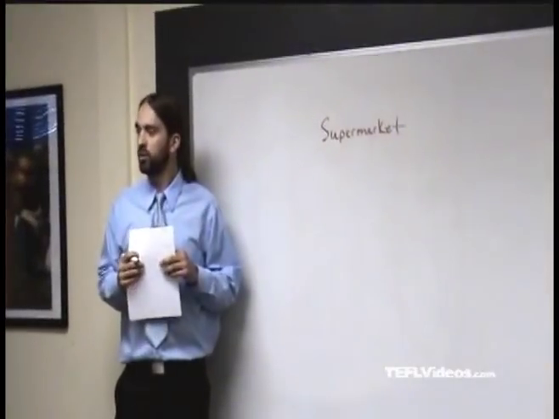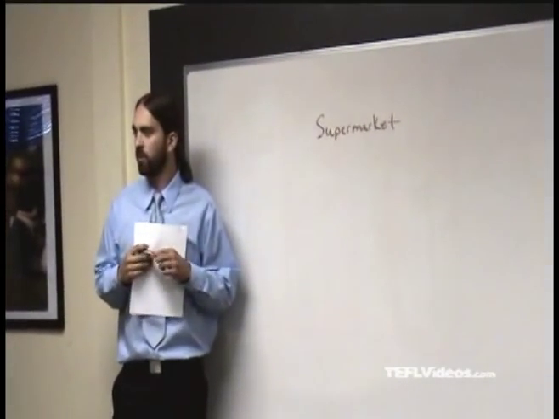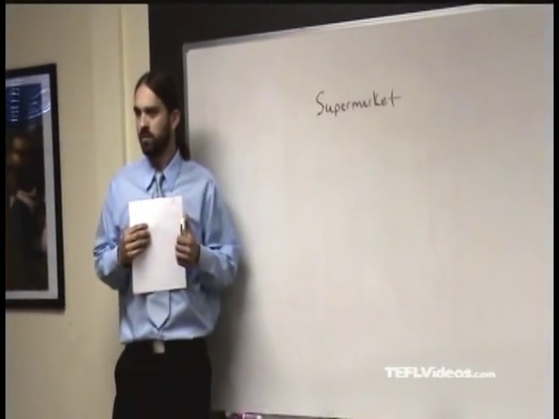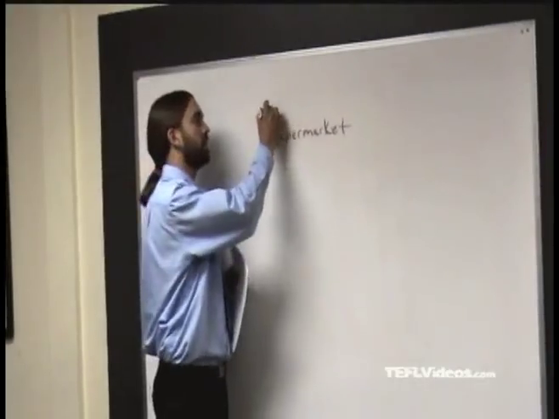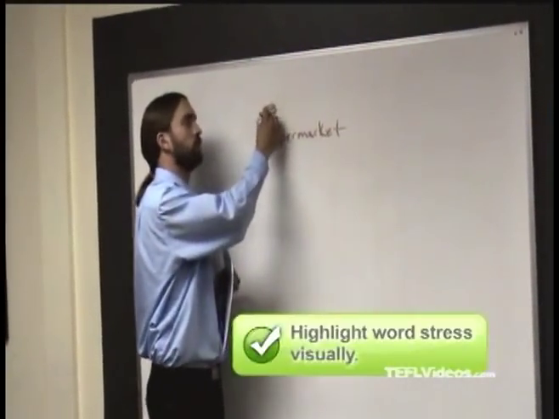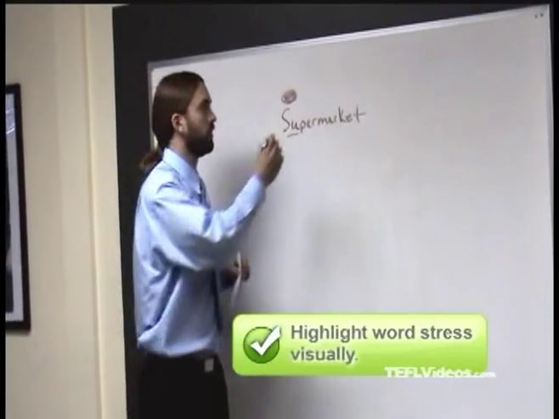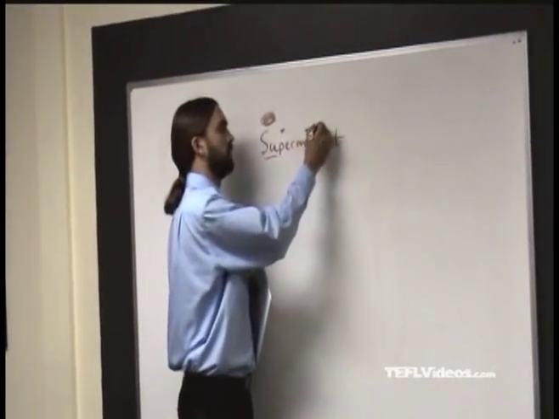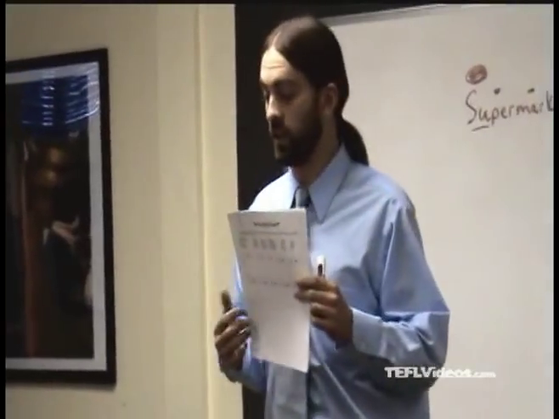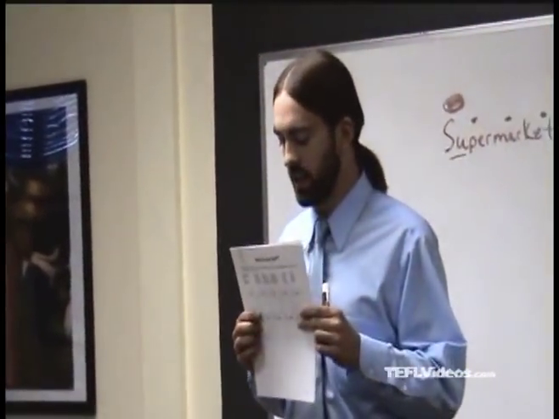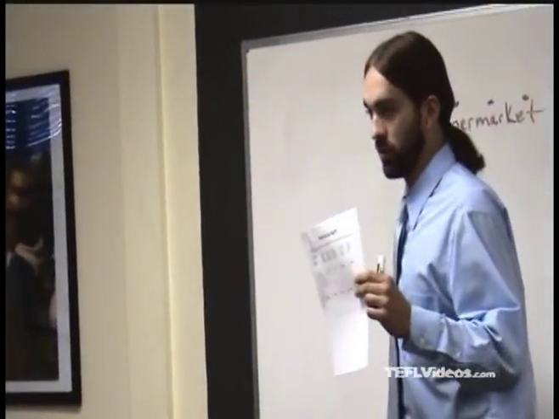Okay, how do we say this word? Supermarket. Good, supermarket. Is there a part of the word that is stronger? Super. Which part? The first one? The first syllable? Yeah. Excellent, right here. Supermarket. Right. Excellent, so everyone together. Supermarket. Very good, excellent.